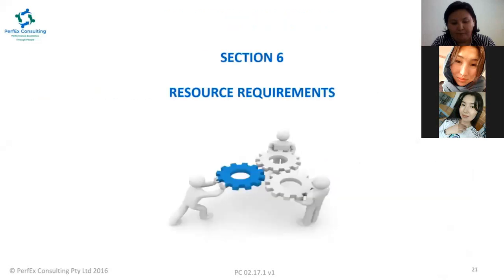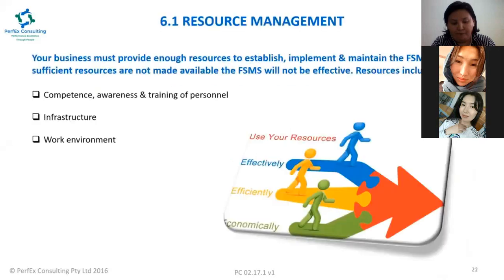We will now take a look at Section 6, Resource Requirements for FSSC 22000. Your business must provide enough resources to establish, implement, and maintain the food safety management system. Without this, the system will not be effective. Resources include competence, awareness, and training of personnel, the right infrastructure, and a supportive work environment to drive improvement and maintain the food safety management system on an ongoing basis.